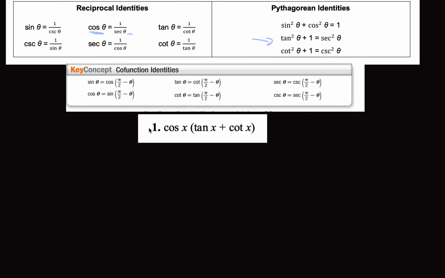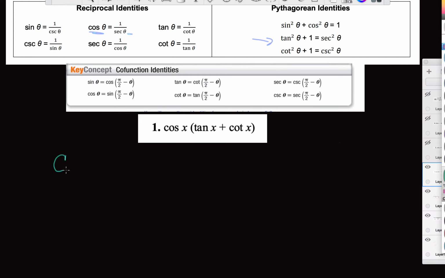So let's go ahead and just simplify using our reciprocal and Pythagorean identities. And usually it's a good idea just to go ahead and see if we can get these things in terms of just sine and cosine. And this one's going to be pretty easy. You'll have to remember that tangent equals sine over cosine, but we've talked about that quite a bit. So let's start writing this out and change both tangent and cotangent into sine and cosine functions.